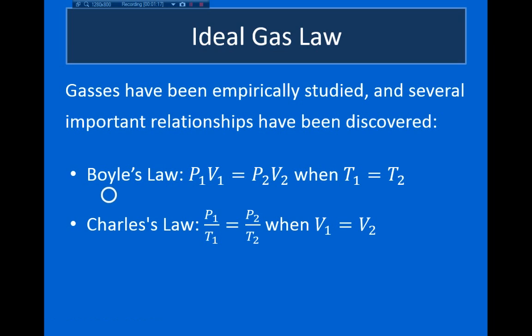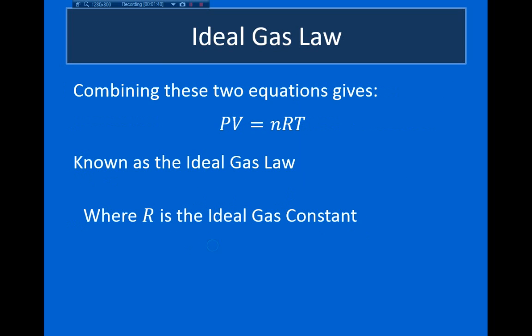Basically, Boyle's law says that when the temperature of a gas is held constant, the pressure of the gas times the volume of the gas is equal to a constant. Similarly, Charles' law says that when the volume of a gas is held constant, the pressure of the gas divided by the temperature of the gas will be equal to a constant. So now I want to show how these two equations can be combined into a single equation.